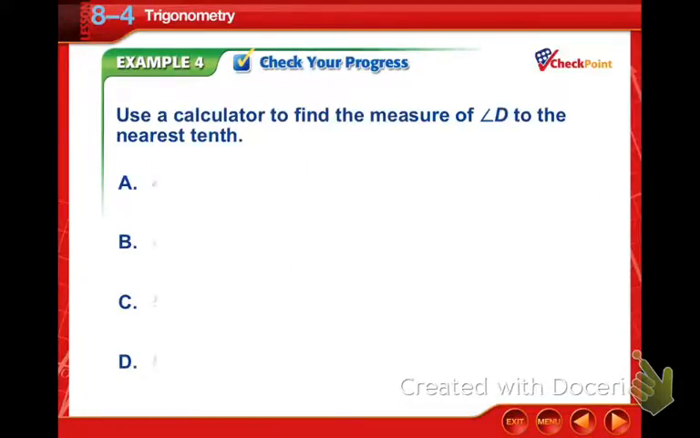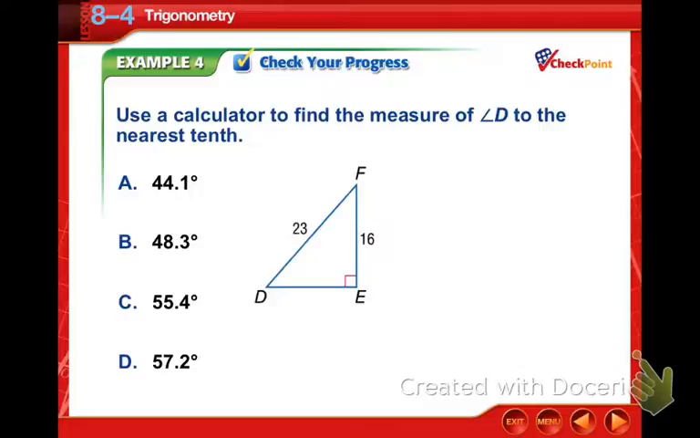Our next problem, similar idea. Let's see what we have so we can figure out what we need to use. So here's our D. So we're trying to find D. Our opposite is 16, and our hypotenuse is the 23. So we have our O and H.